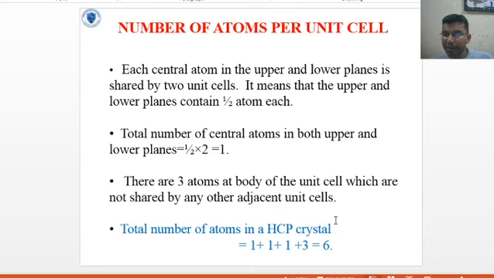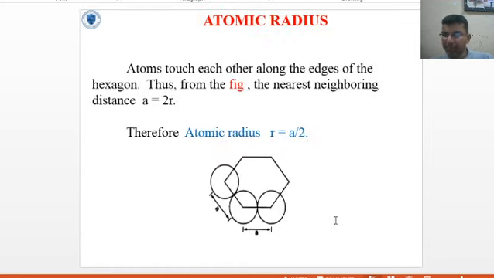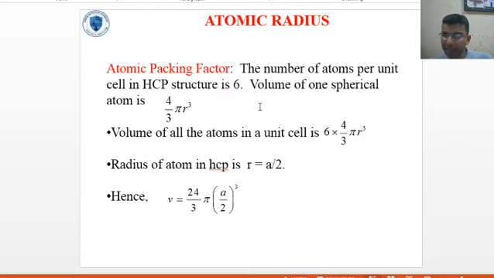Total number of central atoms in both upper and lower planes is 1 by 2 into 2, which is equal to 1. There are 3 atoms in the body of the unit cell which are not shared by any adjacent unit cells. Total number of atoms in an HCP crystal is 1 plus 1 plus 1 plus 3, equivalent to 6. Atomic radius: atoms touch each other along the edges of the hexagon. Thus, from the figure, the nearest neighboring distance a is equal to 2r. Atomic radius r is equivalent to a by 2.